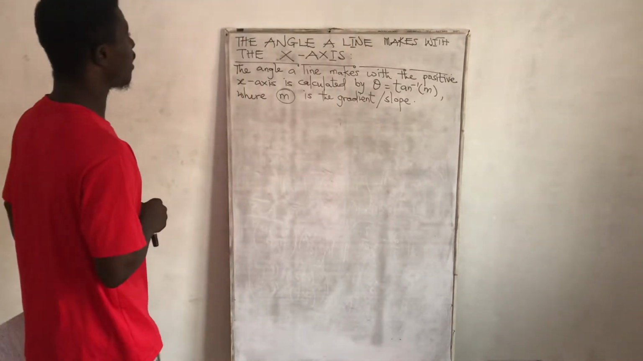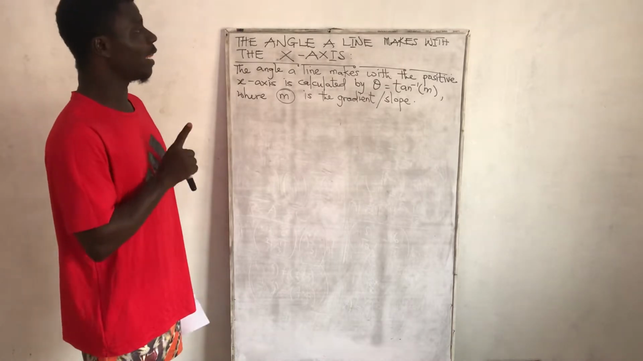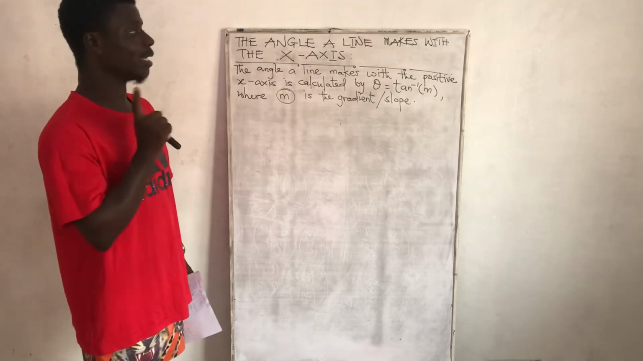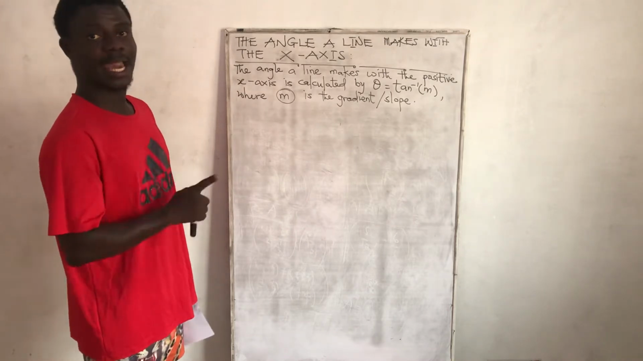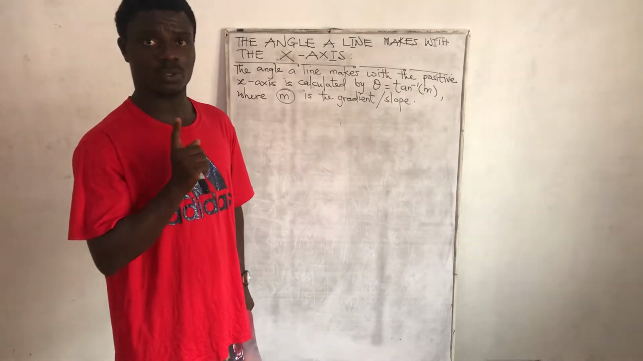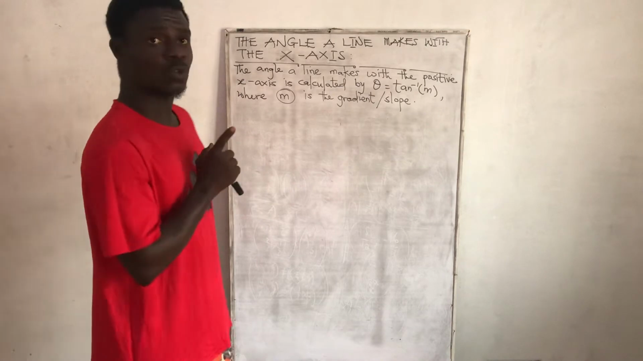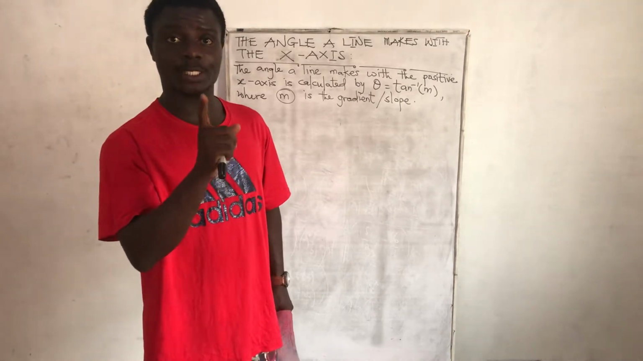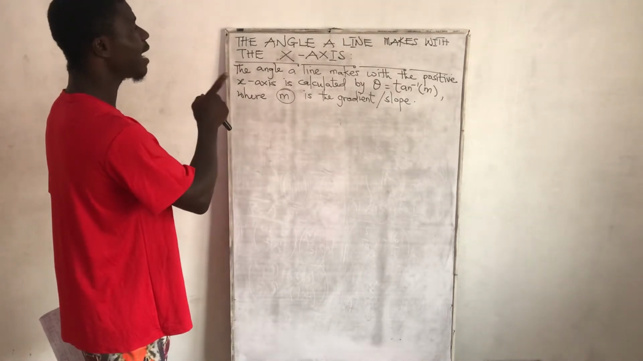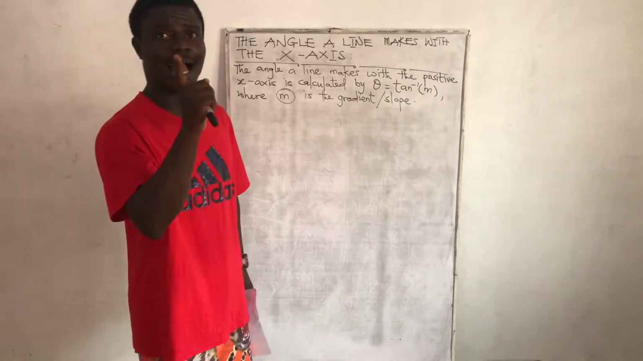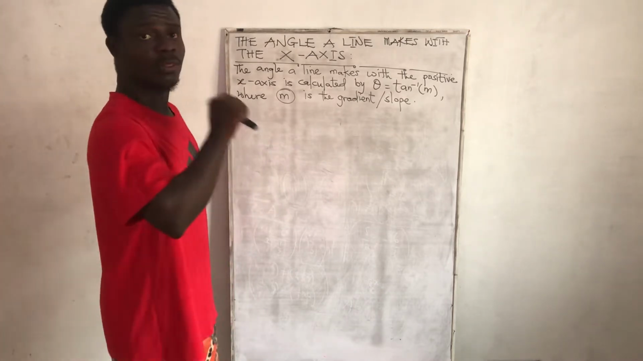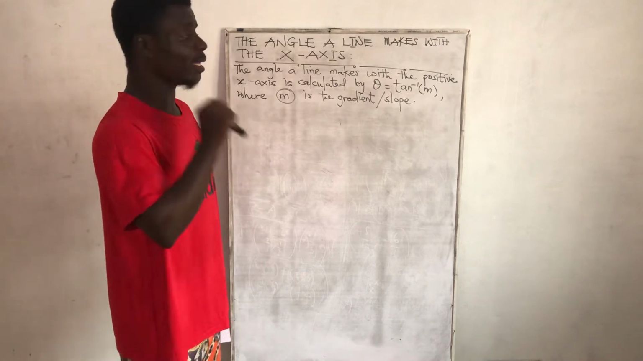So we have the angle a line makes with the x-axis. In our last two videos, we dealt with the angle between two lines. This time around, we want to find the angle a line makes with the x-axis. So how can we find the angle that the line makes with the x-axis?